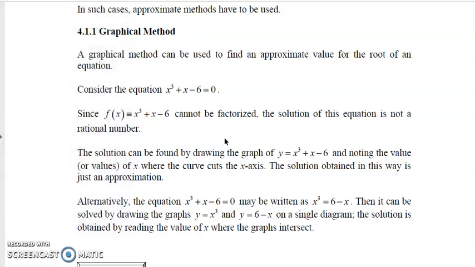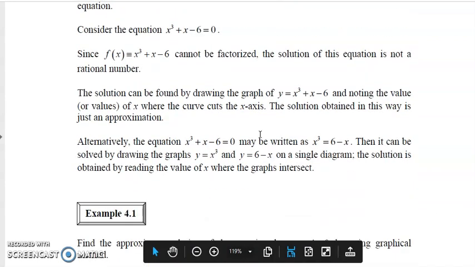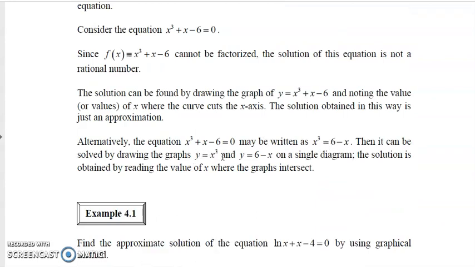So what can you do? You can see from here, it cannot be factorized. The solution is not an exact number, it's not a rational number. So how can we handle this? We write it this way: x cubed is equal to 6 minus x, which means we will have the graph y is equal to x cubed and y is equal to 6 minus x on a single diagram. The intersection between the two curves will be our solution.